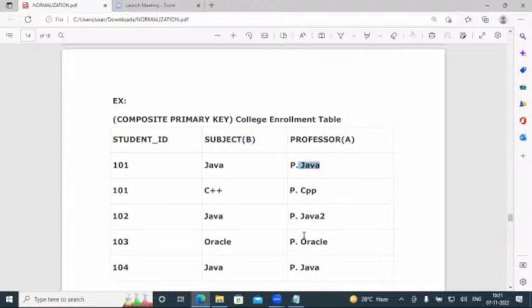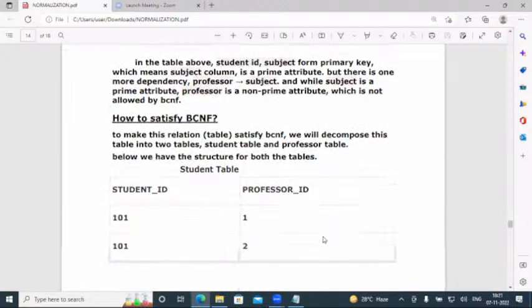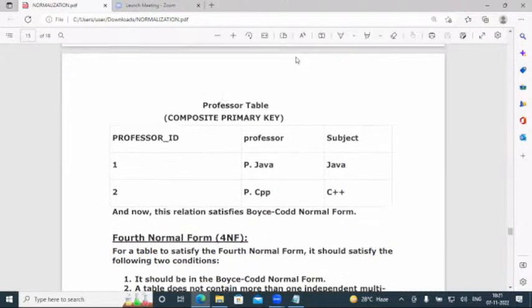Then what do I want to do? I want to reverse it. How can I do that? Now we can see, I'm taking the professor table now, a separate table. Composite: professor ID, professor, subject. Okay now? Now in this, subject is called a non-primary key. And maybe there is a chance it is having what now?